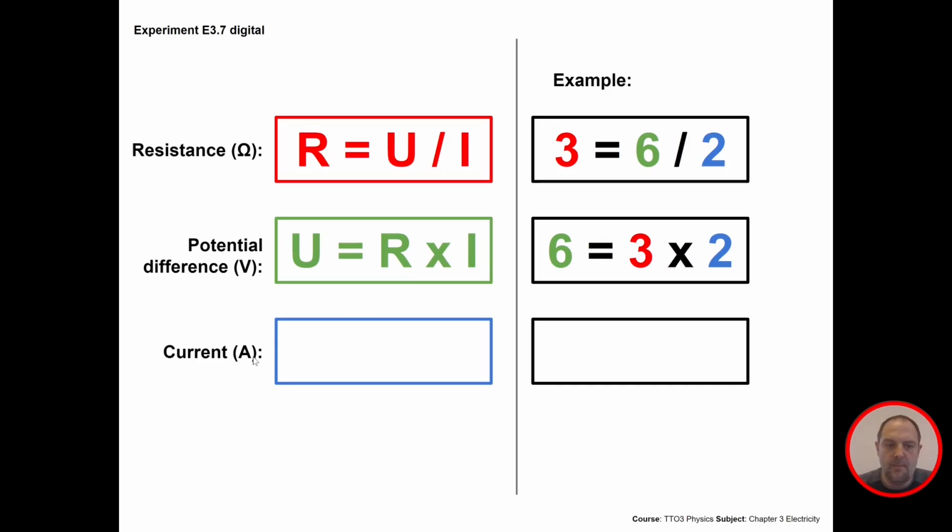Well, the same can be done for a formula for the current. The current was a value of 2. I have a 6 and a 3. You all know 6 divided by 3 will be 2. So the formula for the current equals the potential difference divided by the resistance.